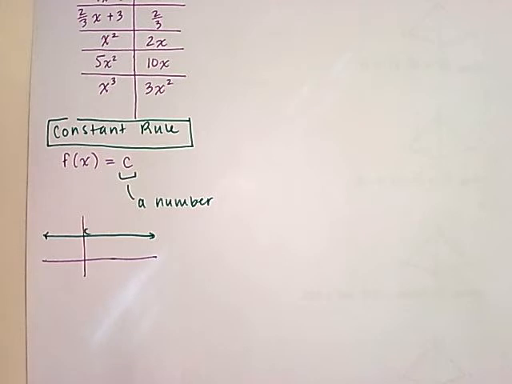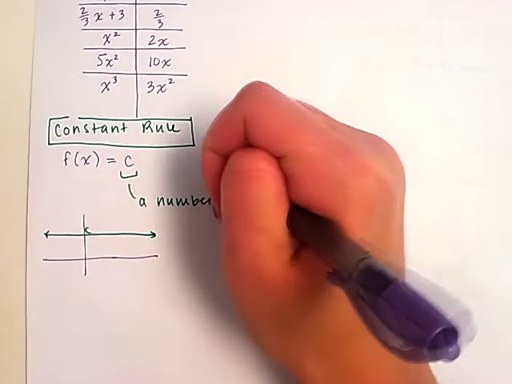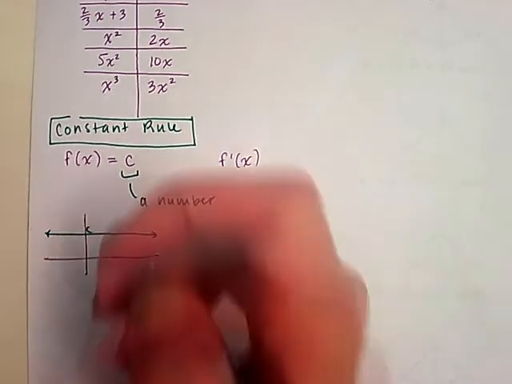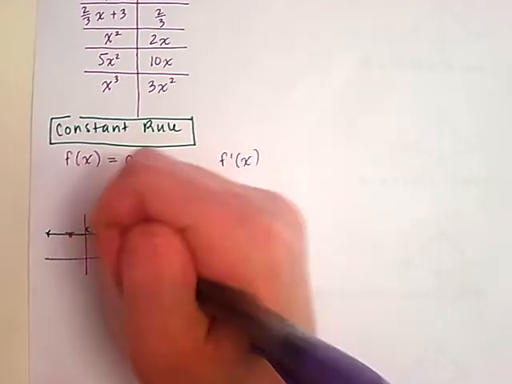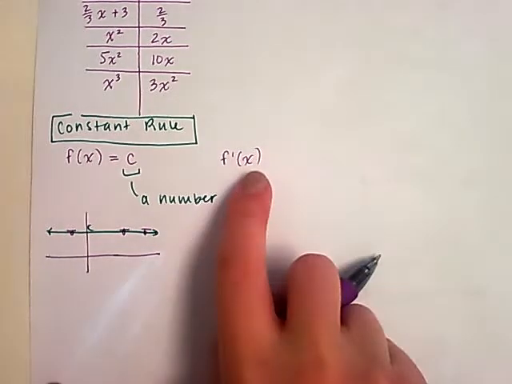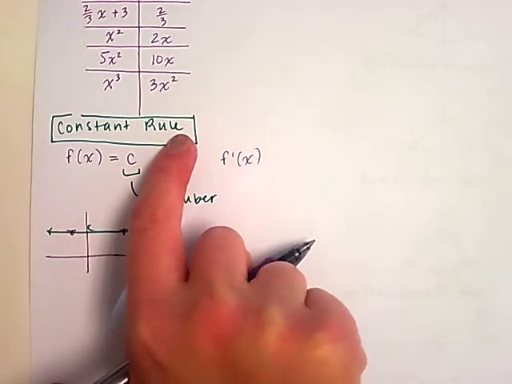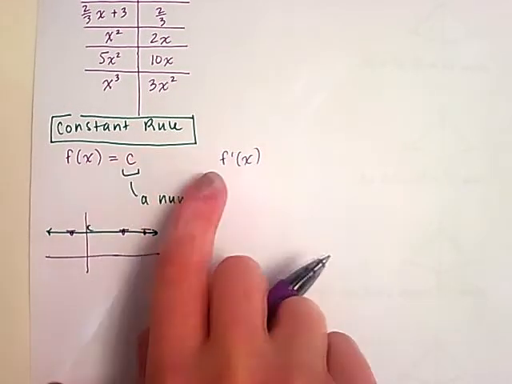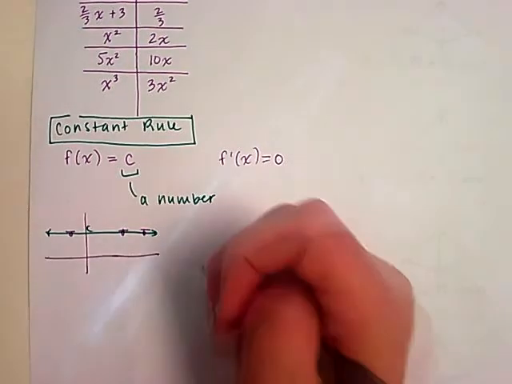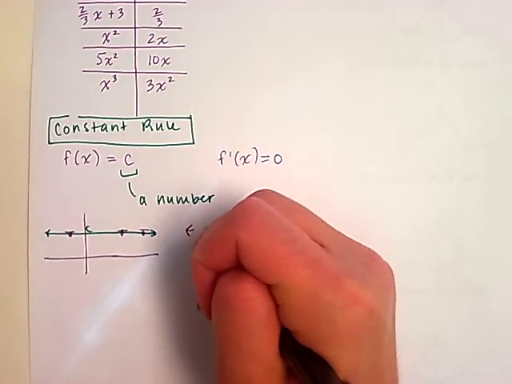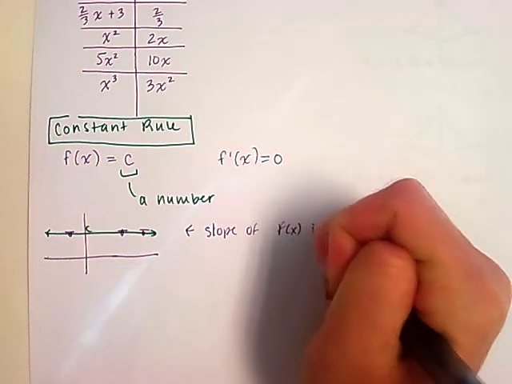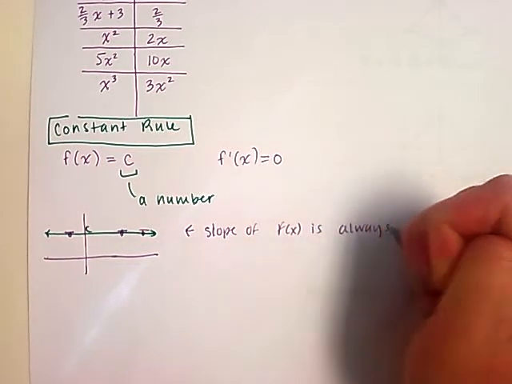Okay, so then if I wanted to find f prime of x when f is just a number, if we think graphically, we know that the slope of the tangent line at any point on this line is 0. So we have something called the constant rule, which says the derivative of a constant number is exactly 0. Again, to annotate what I just said, the slope of f of x is always 0.